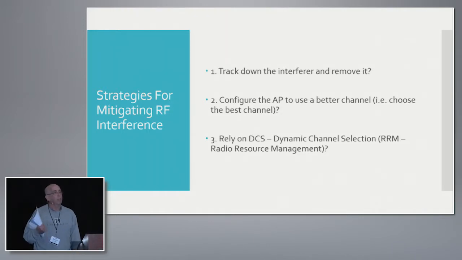I can tell you from personal experience, I spent a fair amount of time at Nintendo testing their wireless Wii U console, and it was a major chip manufacturer. They implemented DCS, and we wasted so much time trying to figure out why it would choose a particular channel, and oftentimes it would pick the wrong one. So in the end, what most people do is they configure their AP to use a better channel.